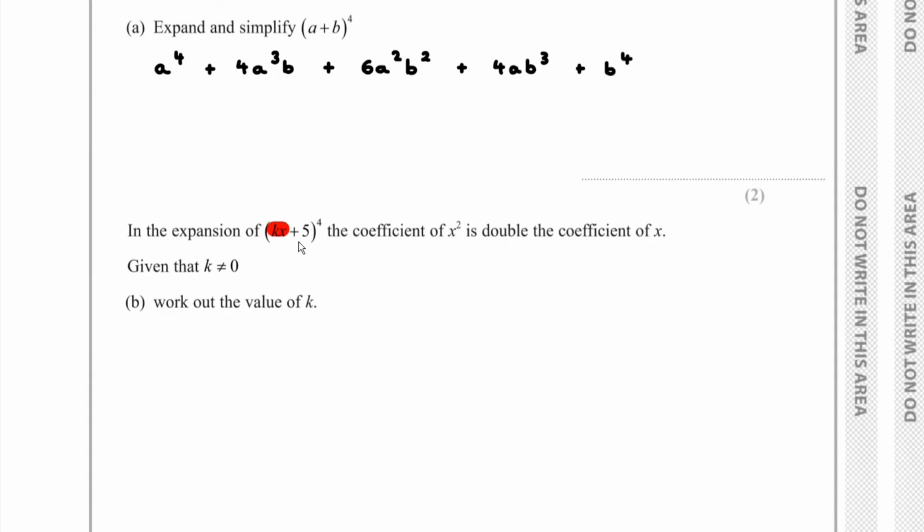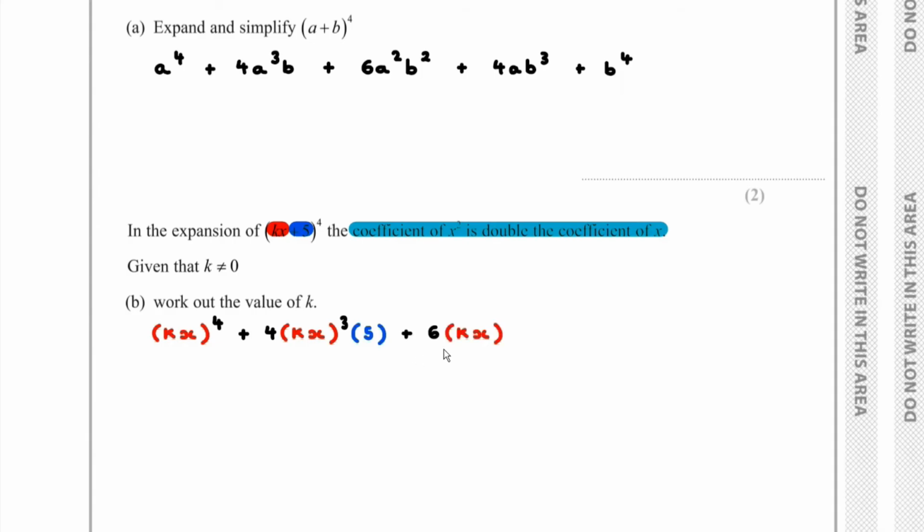In the expansion of kx plus 5 to the power of 4, the coefficient of x squared is double the coefficient of x. Given that k does not equal 0, part B, work out the value of k. Here I can see that a is kx and b is 5. So I have kx to the power of 4 plus 4 multiplied by kx cubed multiplied by 5 plus 6 multiplied by kx squared multiplied by 5 squared plus 4 multiplied by kx multiplied by 5 cubed plus 5 to the power of 4.